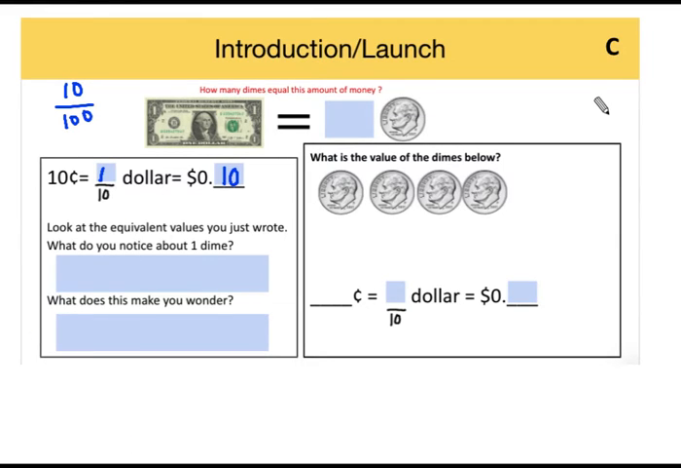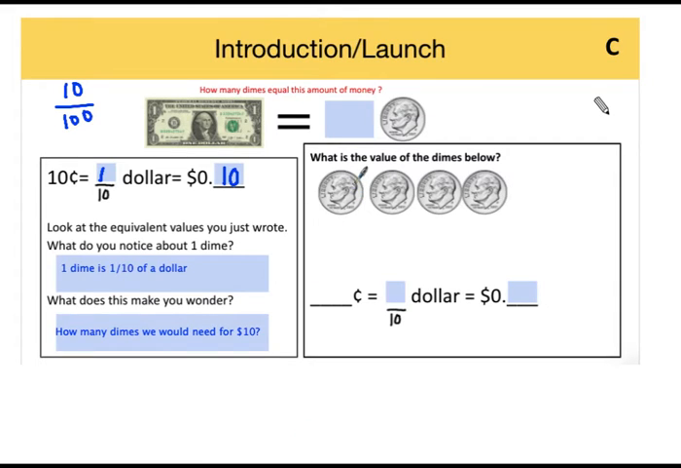All right. So what did you notice about one dime? So you should have noticed that a dime is 1/10 of a dollar, or if you said a dime is 10 hundredths of a dollar, you're also correct. Did it make you wonder about how many dimes you would need for $10? We'll answer that in a little.